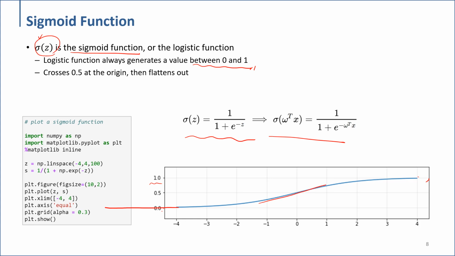this function. To implement the sigmoid function, we can use Python code. You can simply write the definition of the sigmoid function, and when you plot it, you can achieve this sigmoid function plot.